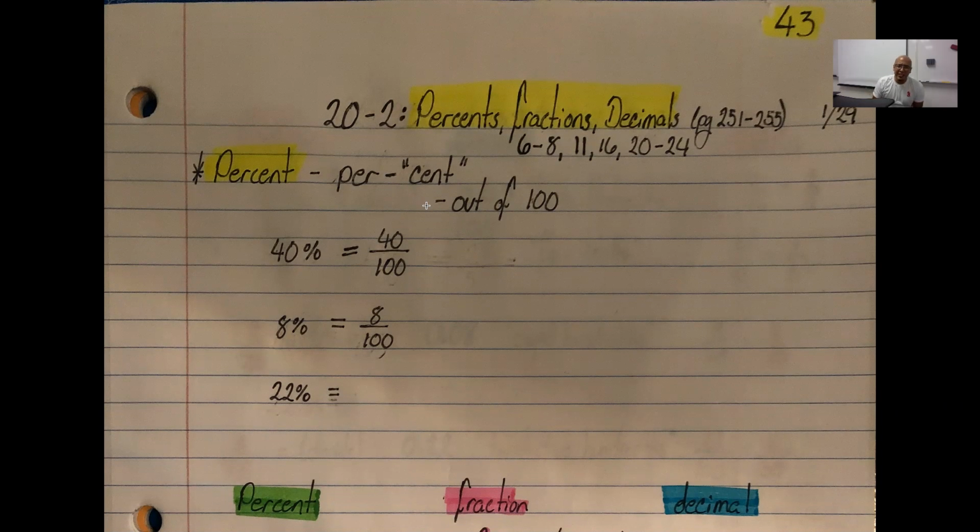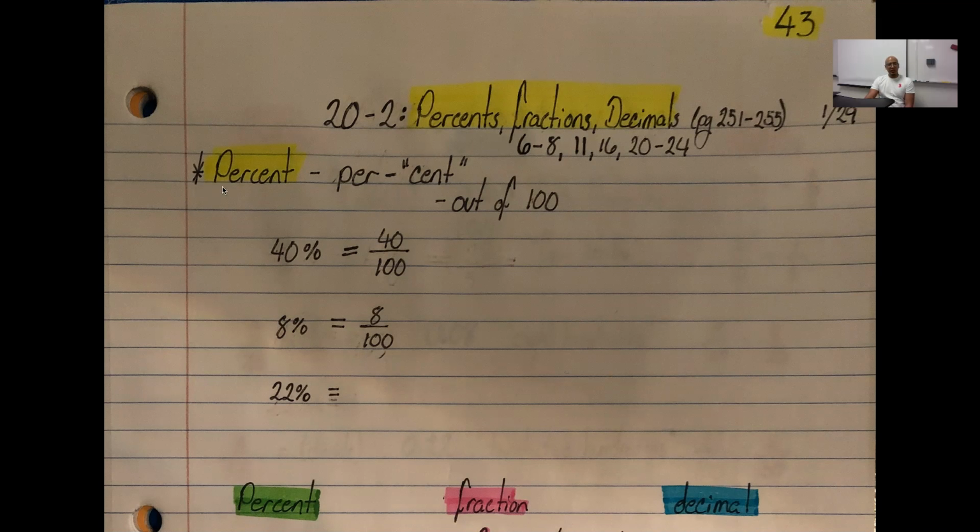And so today we're doing 20-2, which is percents, fractions, and decimals. We are eventually going to get to these numbers. However, as I said in class, you're not responsible for these over the weekend, unless you're looking at this afterwards, in which case you are responsible for these numbers. All right, so let's first talk about percents.